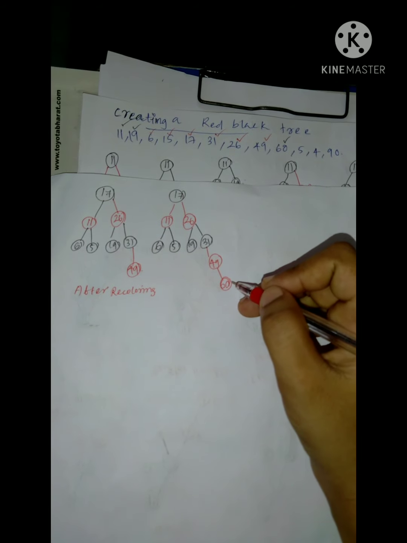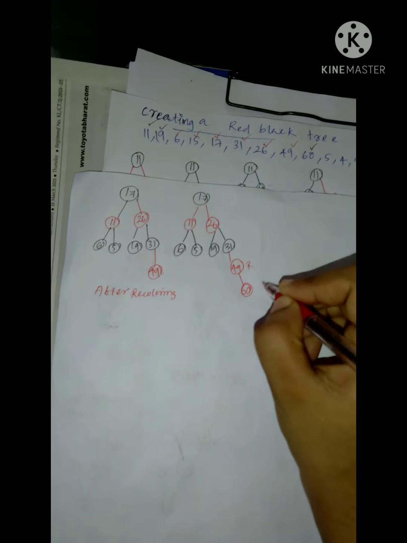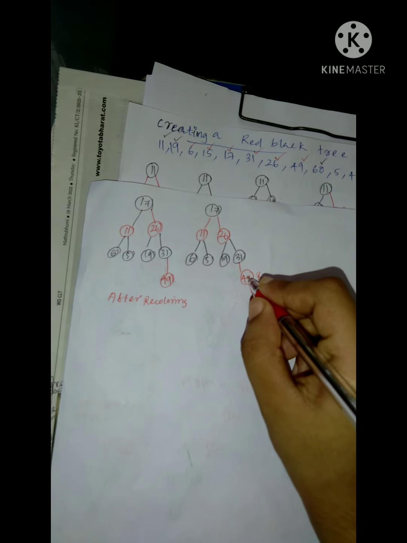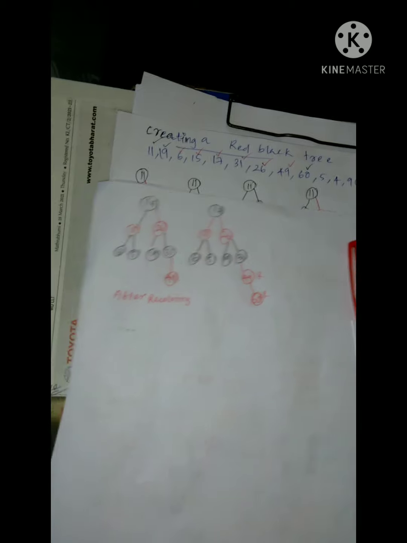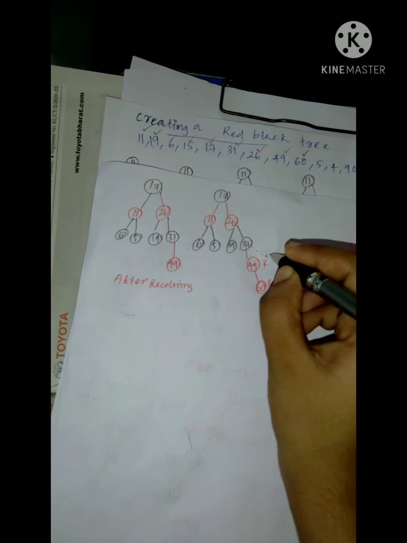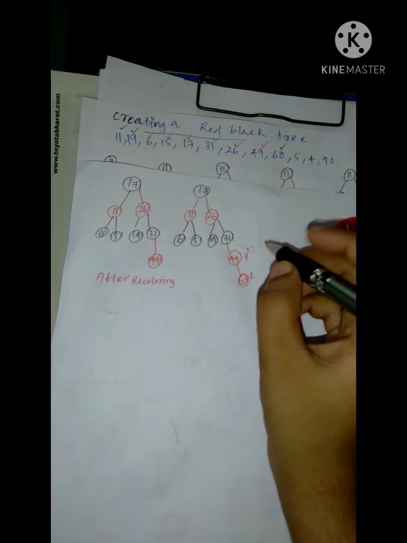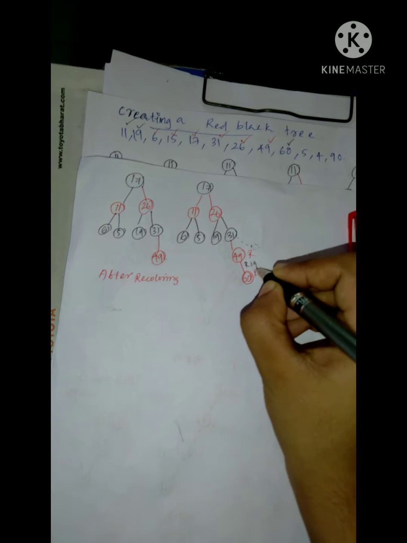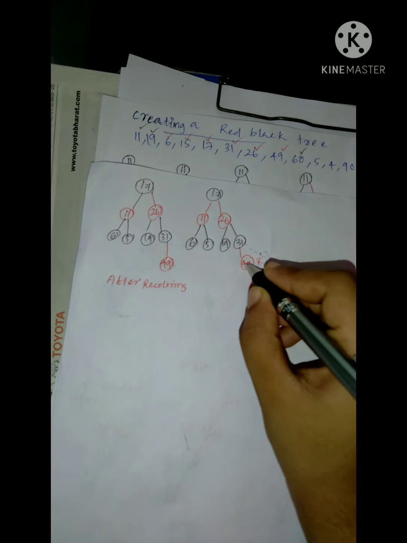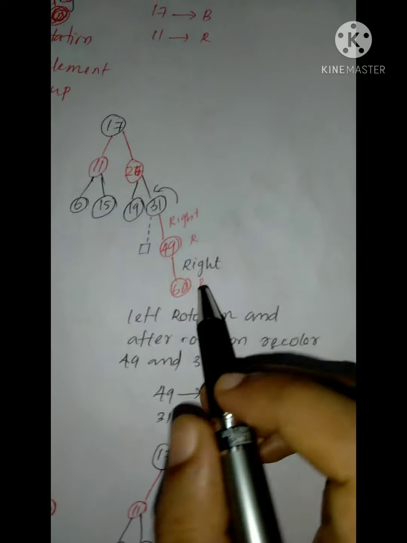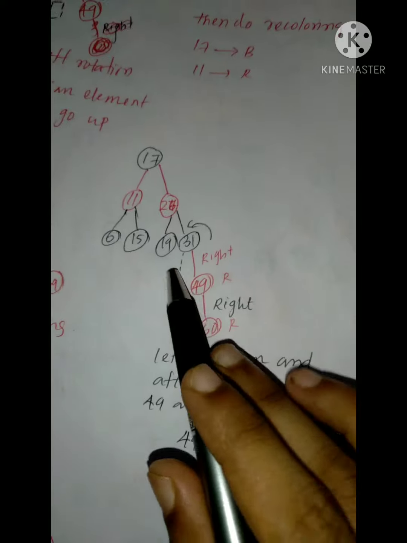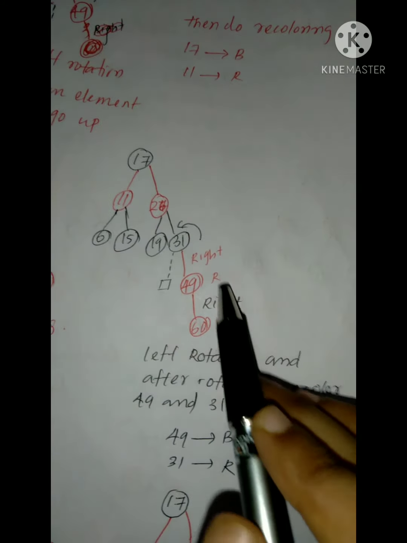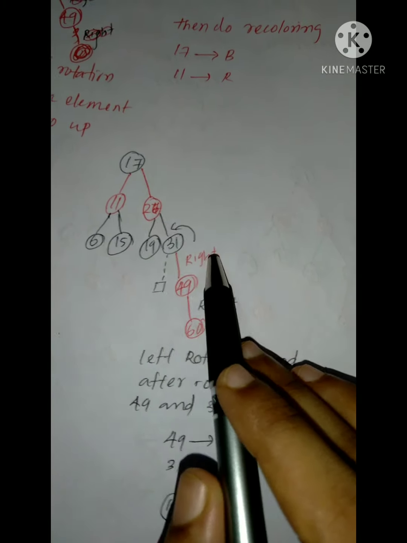60 has been placed here. Here also there is an RR conflict. So we want to check for the parent's sibling. There is no sibling, it is null. Null. So we want to perform what? Rotation. 60 is right of 49 and 49 is right of 31, so we perform the left rotation. So here it is right.